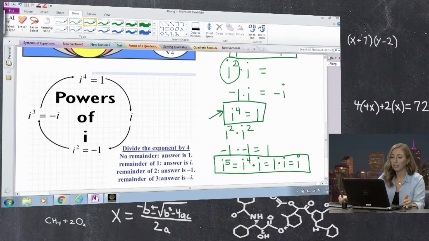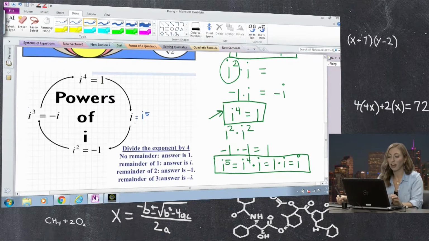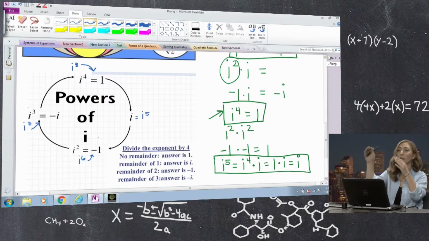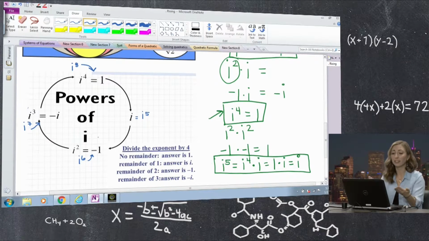So what's happening here, and I'm going to point your attention to this powers of i circle that I have here, is that i to the 1st, of course, simplifies to i. i to the 2nd, we saw, simplifies to negative 1. i to the 3rd is negative i, i to the 4th is 1, but then it starts repeating itself. i to the 5th simplifies just to i, i to the 6th is going to simplify to negative 1, i to the 7th to negative i, i to the 8th to 1, and so on. And this cycle kind of repeats itself.